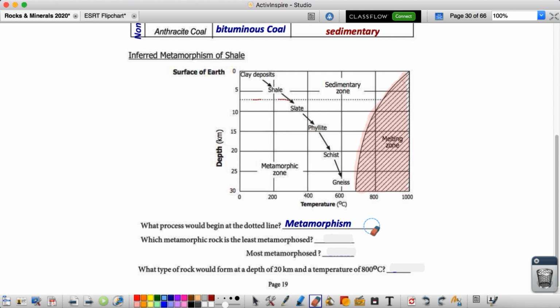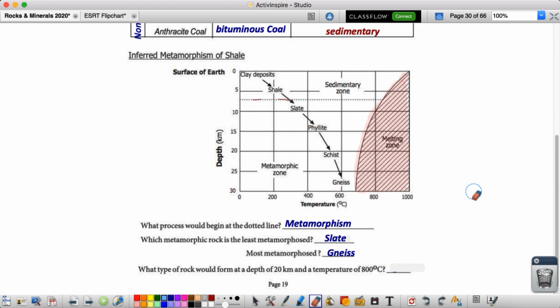Now, which metamorphic rock is the least metamorphosed? Well, you can't say clay deposits or shale because that's not metamorphic rock. Your answer would be the least metamorphosed would be the slate. The most metamorphosed, follow it all the way down. Like I told you, the highest level of metamorphism would be gneiss.